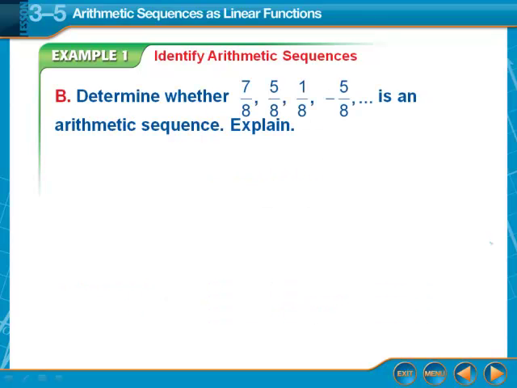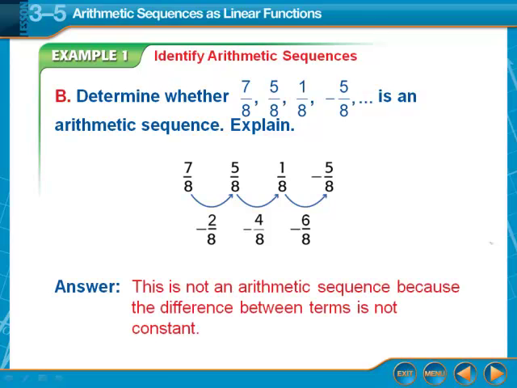Okay, another example, this is fractions. Number one thing with fractions, make sure you have a common denominator. It's easier to make the comparison. 7/8 to 5/8 to 1/8 to negative 5/8. Is this an arithmetic sequence? No. Negative 2/8, negative 4/8, negative 6/8. This is not constant. If it's not constant, it's doing something else, and we have to consider some other kind of sequencing.